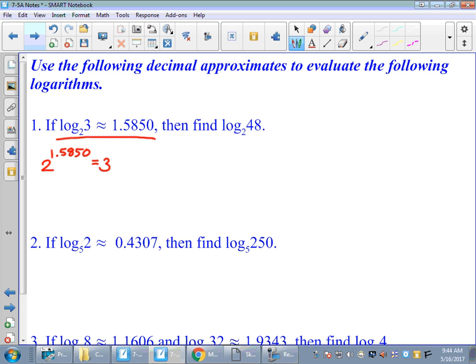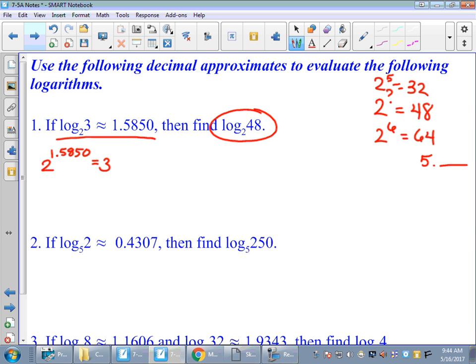Then they said, based on that one decimal, I want you to find log base 2 of 48. So what we're searching for is what do you raise 2 to get 48? We can kind of narrow it down. I know that 2 to the 5th is 32. That's too small. And 2 to the 6th is 64. That's too big. So my answer is going to be 5 point something. Now, guess, check, and revise could get you there, but it's not going to get any points because this is all about using algebra, so it's more accurate.